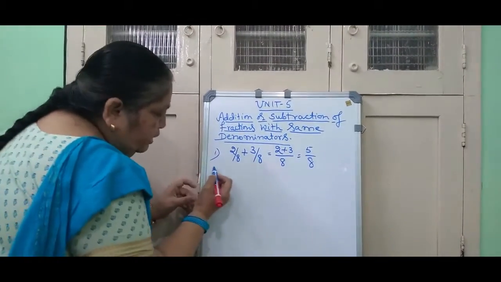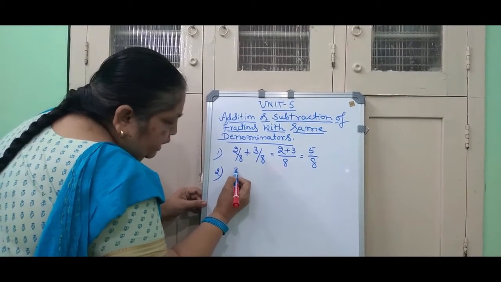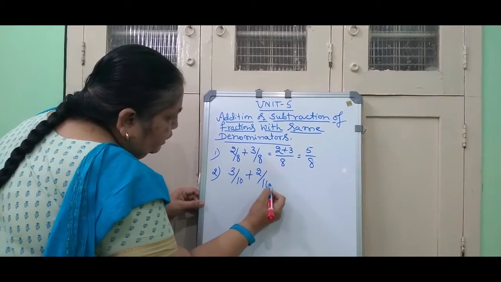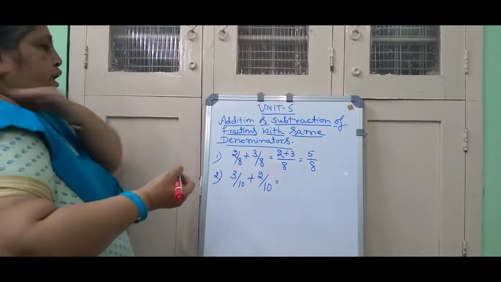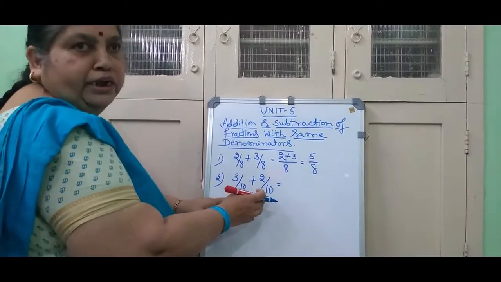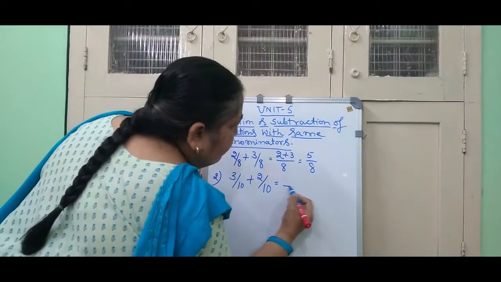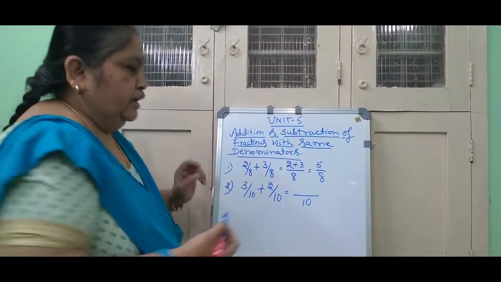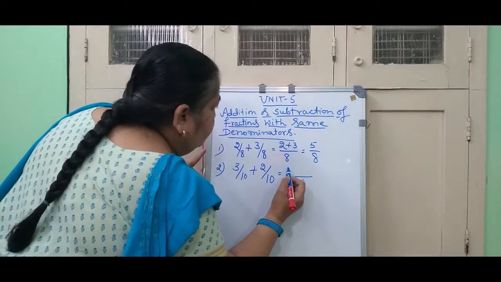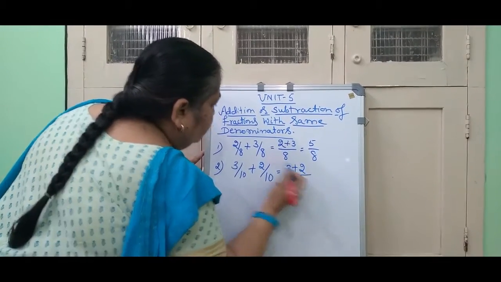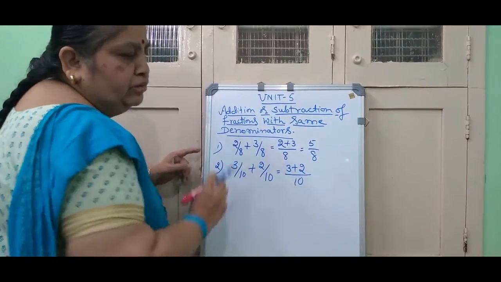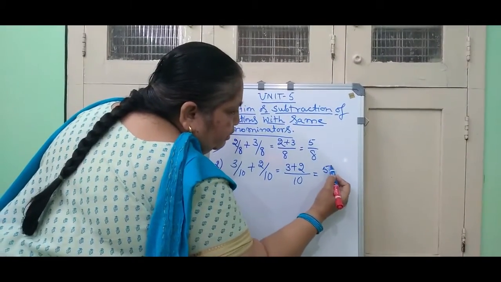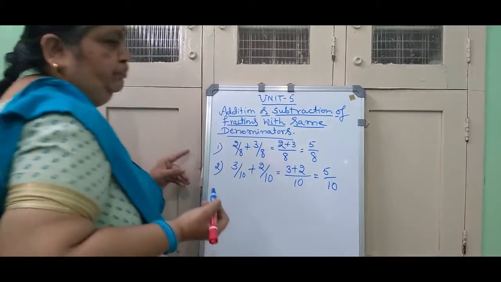Let us consider another example. 3 by 10 plus 2 by 10. So, here again I am comparing the denominator. Denominator is same. So, let us write the denominator first, 10. And then let us consider 3 plus 2. Both the numerators we are writing together and then adding here. This will be 5 by 10.